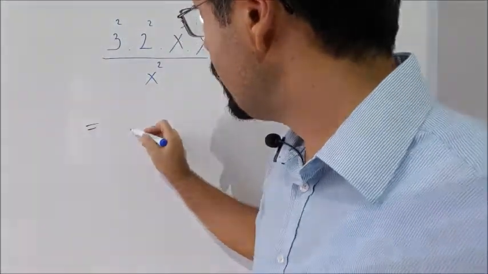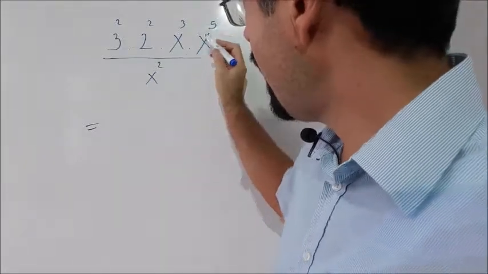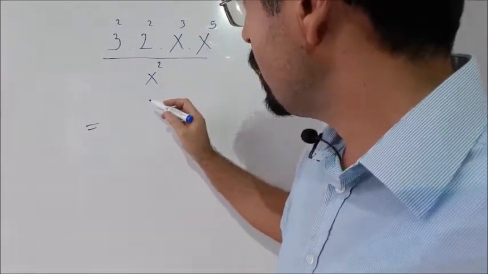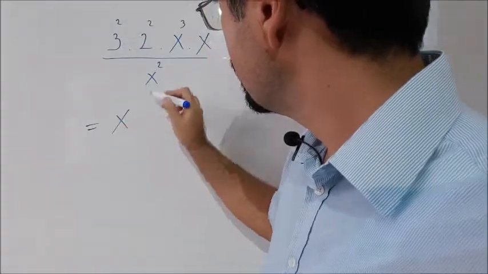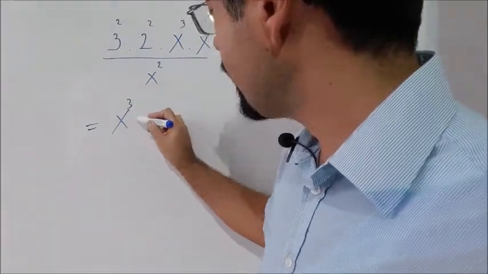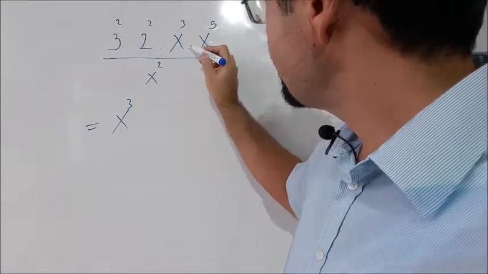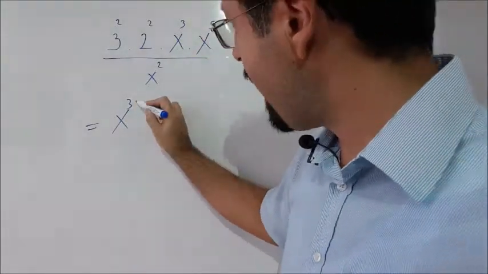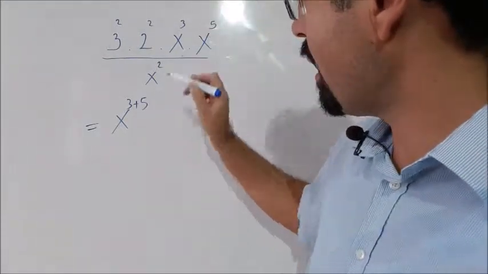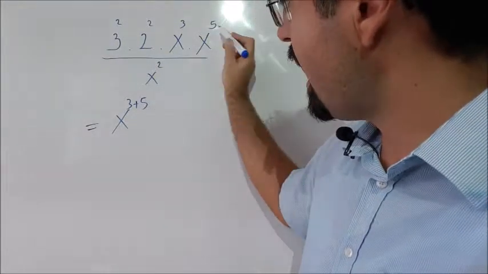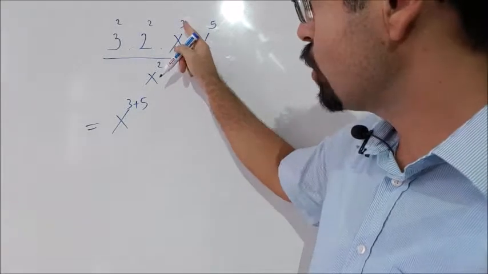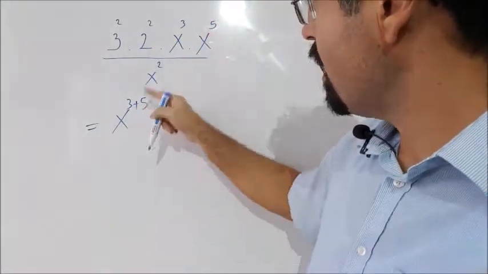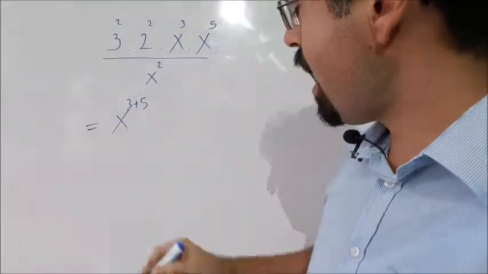This is equal to, okay, I want to deal with the x bases first. So x to the power of 3, x cubed, times x to the power of 5. When we have the same base and we're multiplying, we can actually add the exponents up, okay? X cubed plus 5, so it's going to be x to the power of 8.